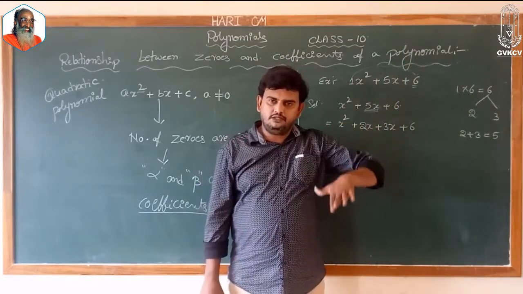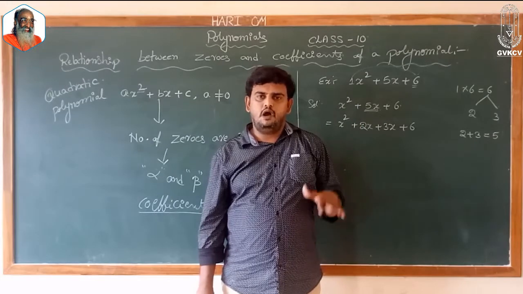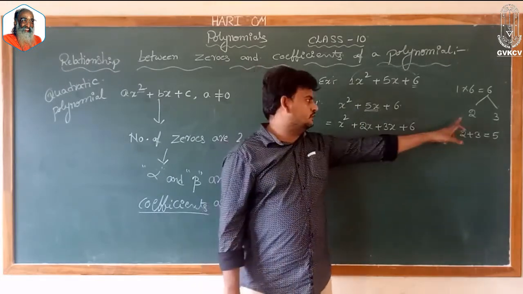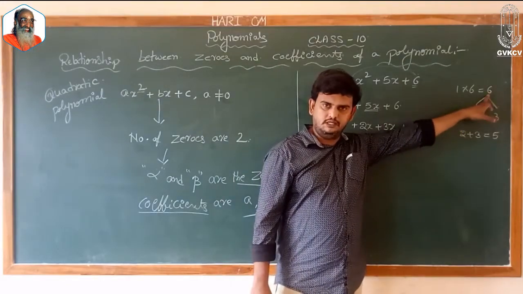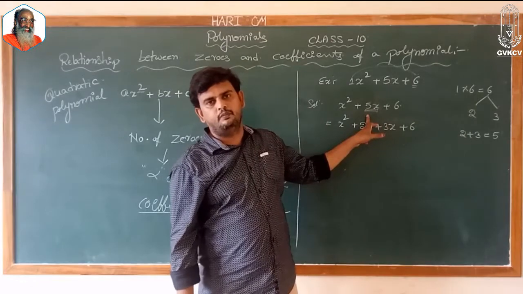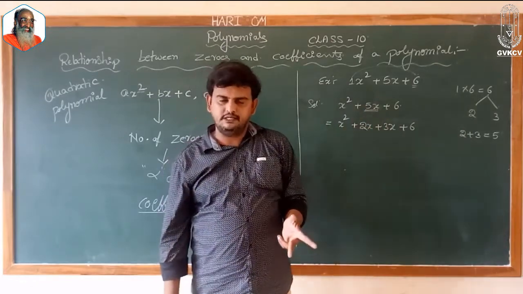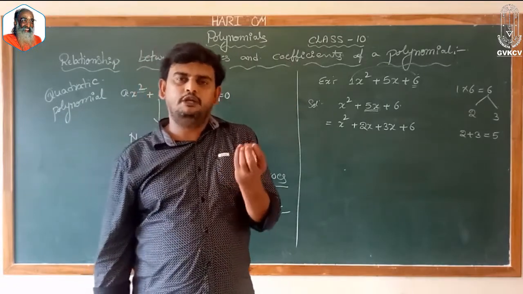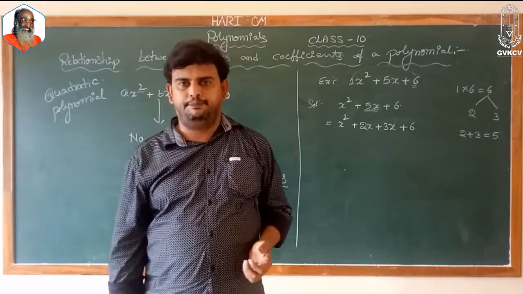So the factors of 6 are 1 and 6, and 2 and 3. 2 times 3 is 6, and 2 plus 3 gives us 5. By multiplying we get 6, by adding we get 5. So in that way we need to split the middle term.